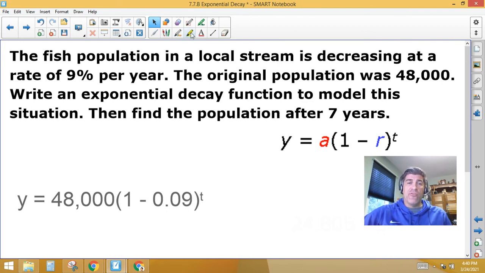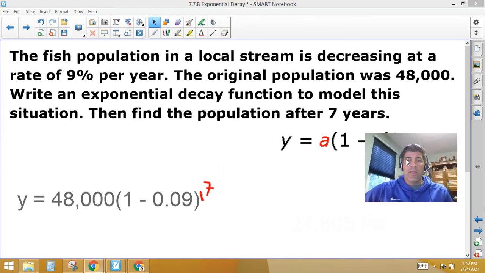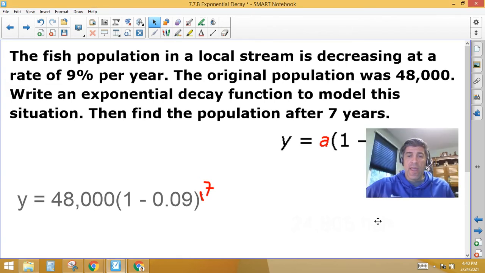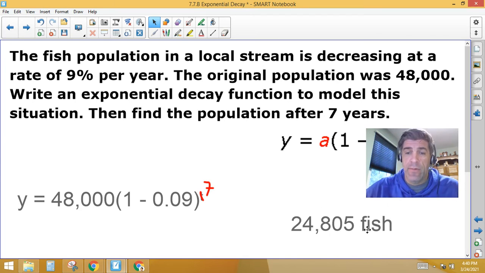Now find that after 7 years. The only difference is I'm just going to change that to a 7. I'm going to enter it in a calculator. And again, I'm going to get 24,805 fish because we have to round that up. Okay, can't have part of it. Well, I've seen parts of fish while fishing. A bigger fish ate it, left part of it, but we've got to make it a whole number, okay?